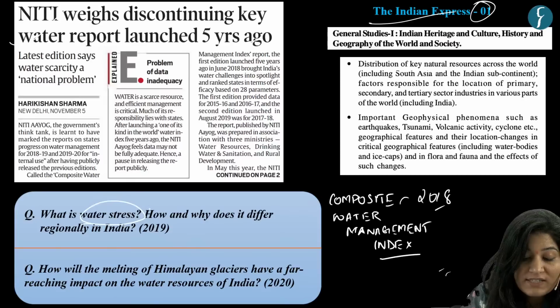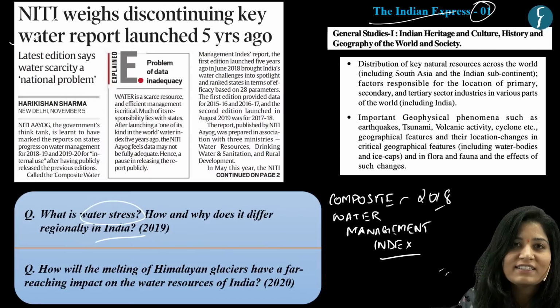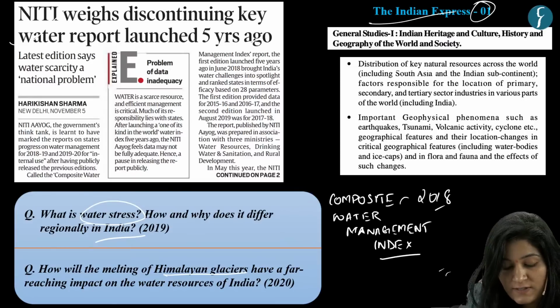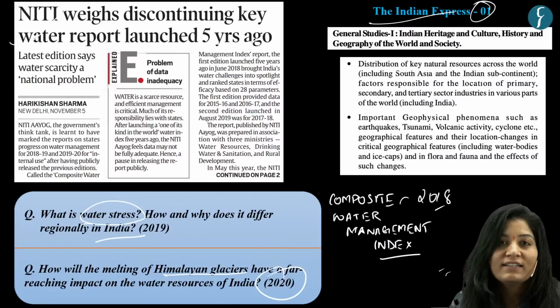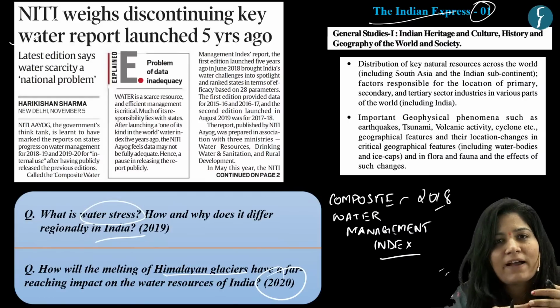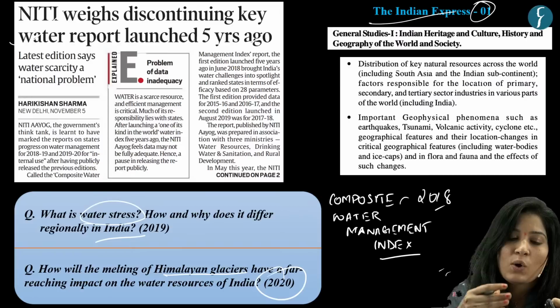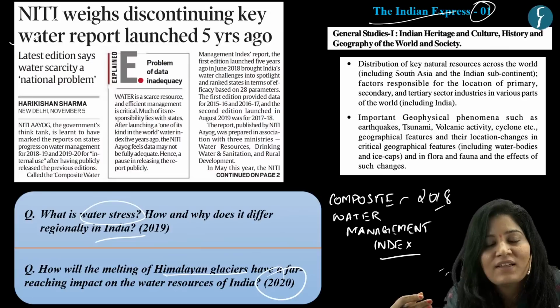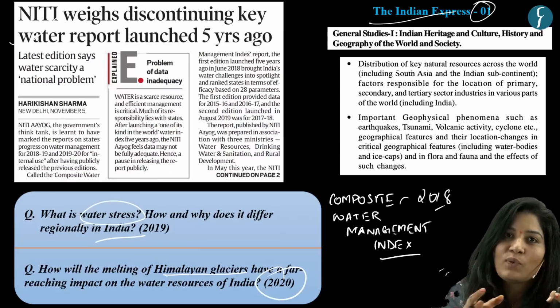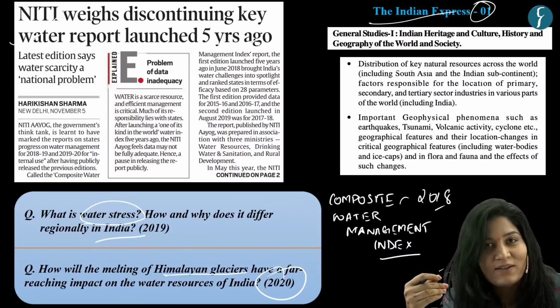There was a question on water stress and how and why it differs regionally in India, which came in the year 2019. Another question, on the impact of melting of Himalayan glaciers, came in the year 2020. So in this discussion, we'll see the key findings of this index, which is important for your pre-examination. Then in detail, we'll see what is water stress, and what are the reasons behind water stress or water scarcity. Then we'll see the impact of water scarcity on different sectors, and we'll end our discussion with a way forward. So now let's start our discussion.